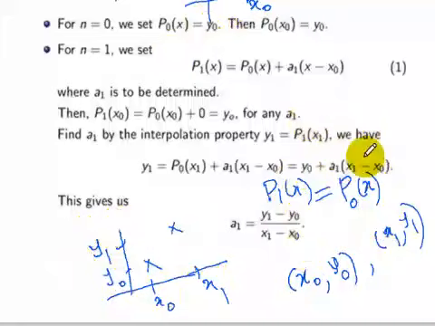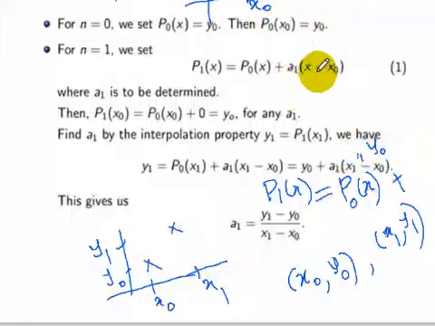This polynomial always gives us the value of y0, right? This gives us the value of y0 all the time, this one here. If you add a term like this, right?